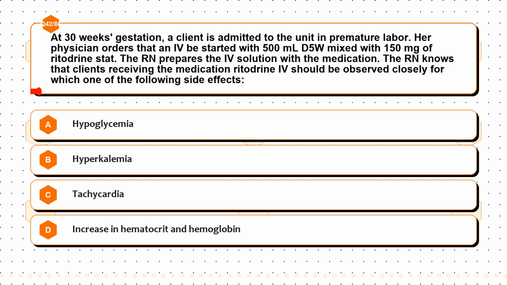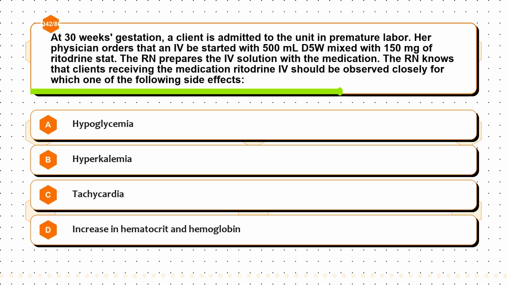Question 42. At 30 weeks gestation, a client is admitted to the unit in premature labor. Her physician orders that an IV be started with 500 ml D5W mixed with 150 mg of ritodrine. The RN prepares the IV solution with the medication. The RN knows that clients receiving the medication ritodrine IV should be observed closely for which one of the following side effects. Here are the options.